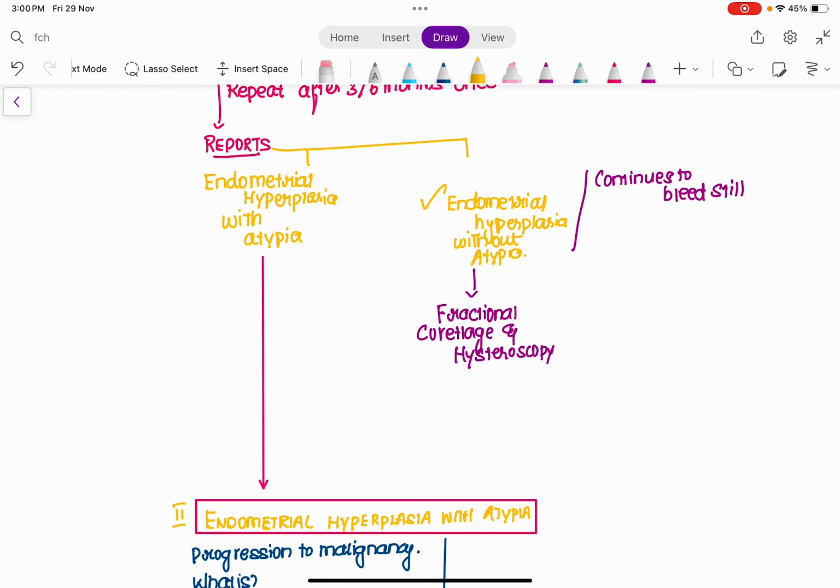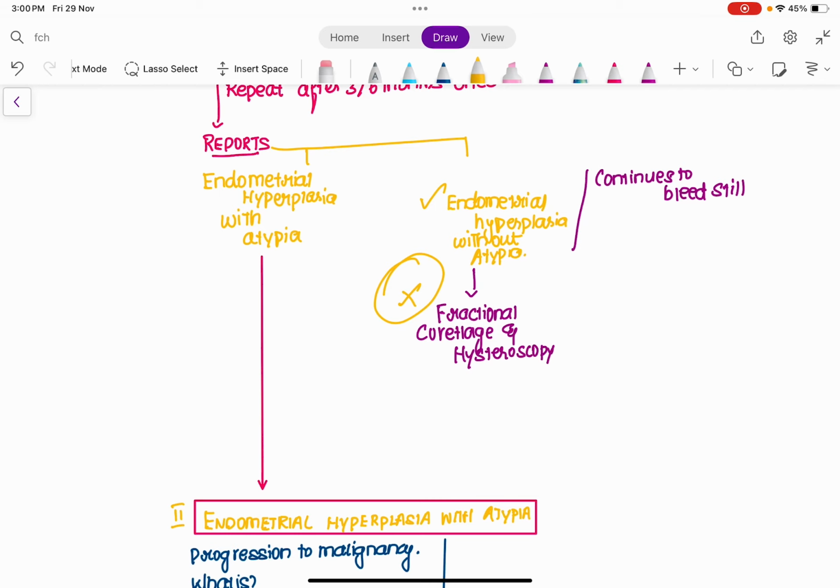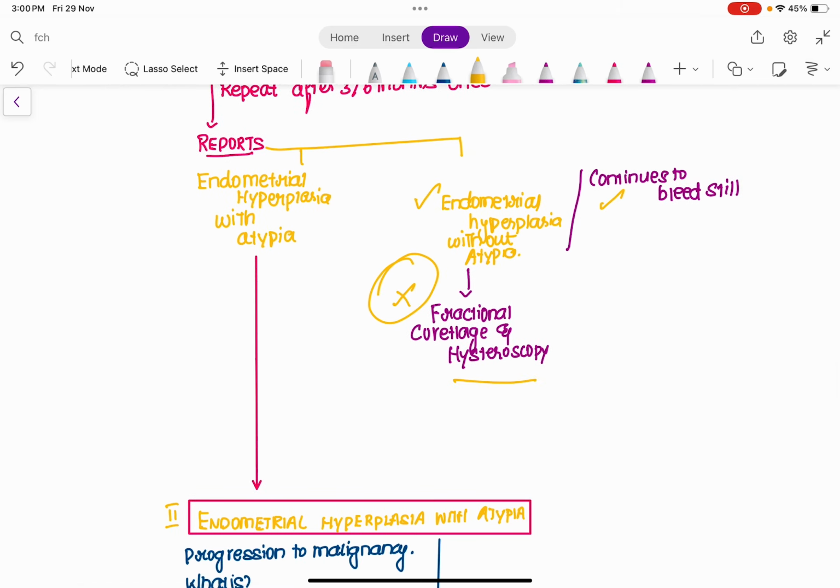The definitive investigation to assess the endometrium is always, please remember, fractional curettage and hysteroscopy. Why are you going to do fractional curettage and hysteroscopy? Because despite the medical management, the patient is still continuing to bleed. That is one indication. The other indication is that despite the medical management, even after 1 year, the endometrial hyperplasia without atypia is still persisting. So in that case, you have to definitely assess the endometrium. The gold standard investigation to assess the endometrium is fractional curettage and hysteroscopy. Right? Okay.